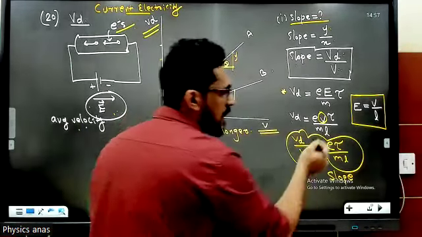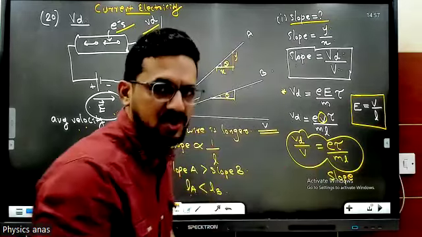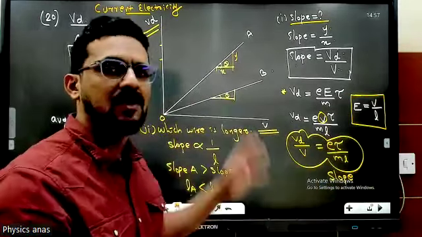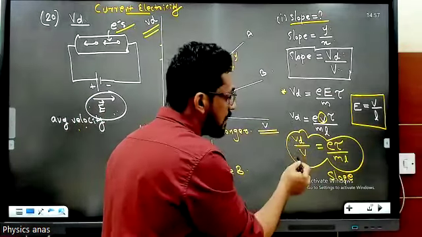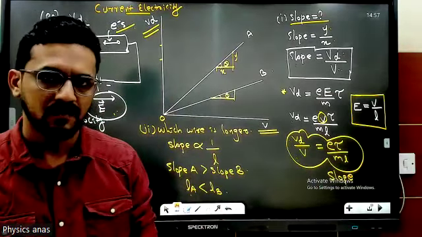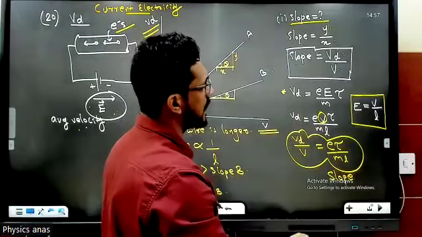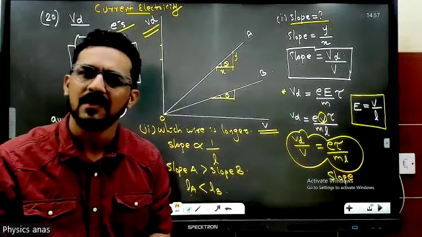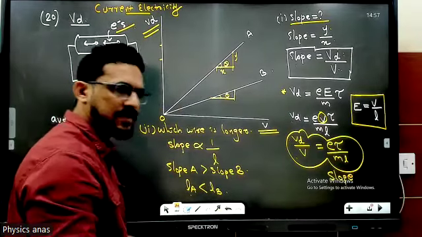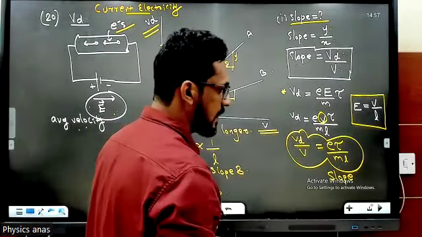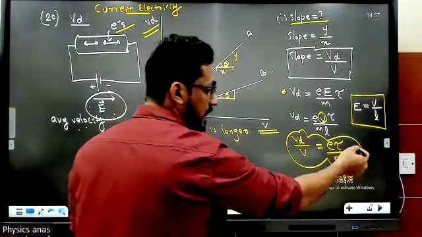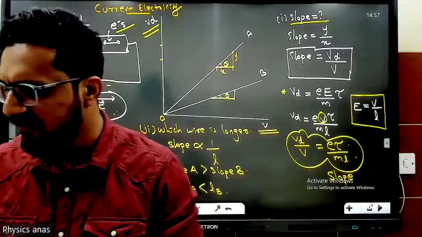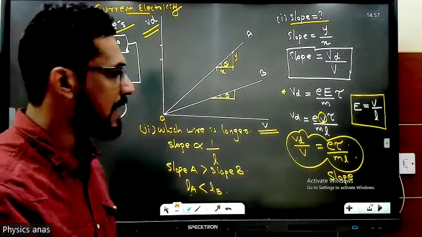In that equation, you have a term for voltage also. So you can bring this voltage to the other side of the equation. You will get Vd by V. What is Vd by V? Vd by V is the slope. So what is the slope of this graph? The slope of the graph is e tau by mL. You got it? Slope of the graph is e tau by mL.